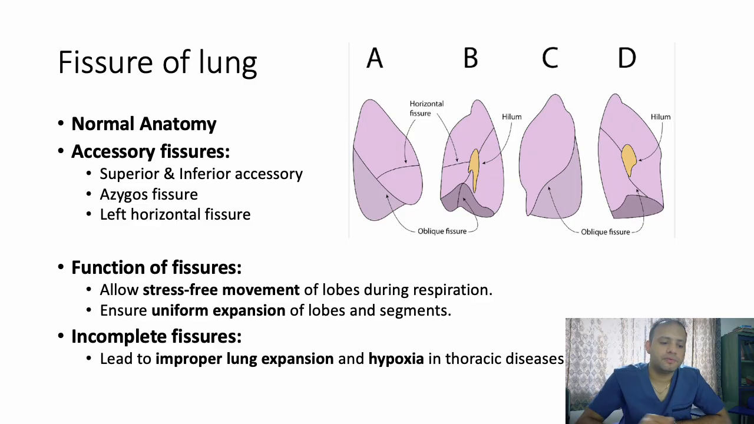The main function of these fissures is that they allow stress-free movement of the lobes during expiration. So it is said that if a patient has a fused fissure and has lung pathology, they will experience hypoxia earlier than a patient who has fully developed fissures. It also ensures uniform expansion of lobes and segments.